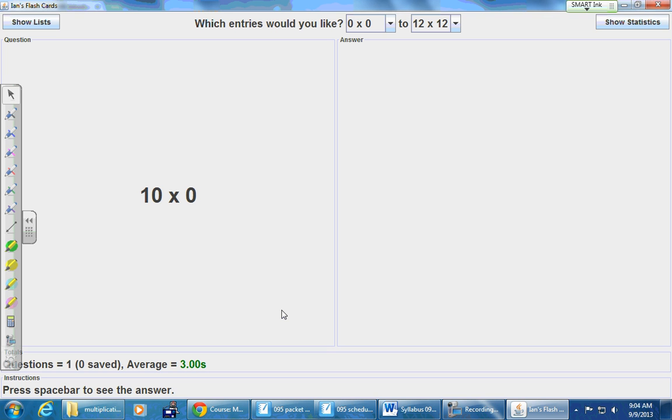10 times 0. That one I got right before, but it took me a long time. Okay, that's faster. 2 times 8 again, that's still 16. And so you can keep drilling the ones that you have trouble with, right? Over and over and over again.